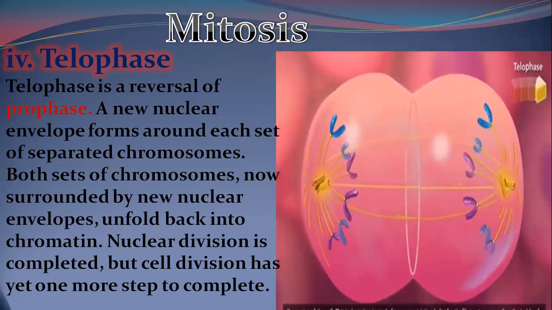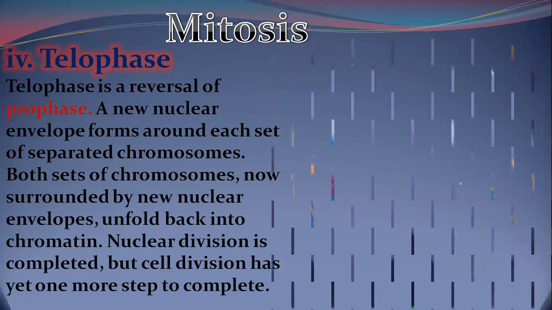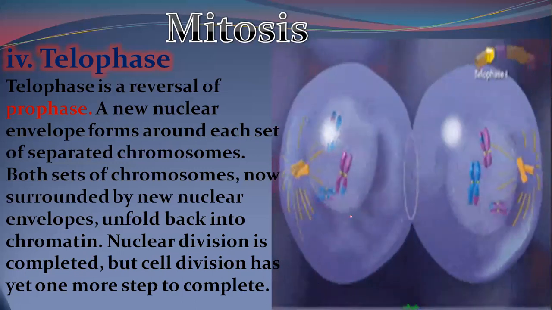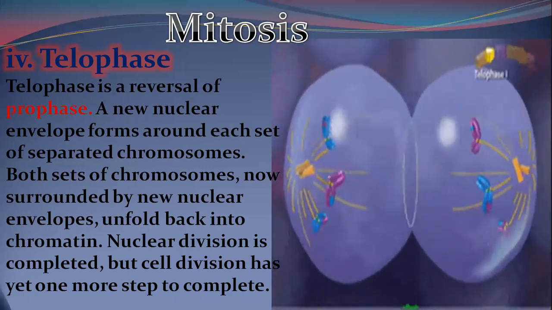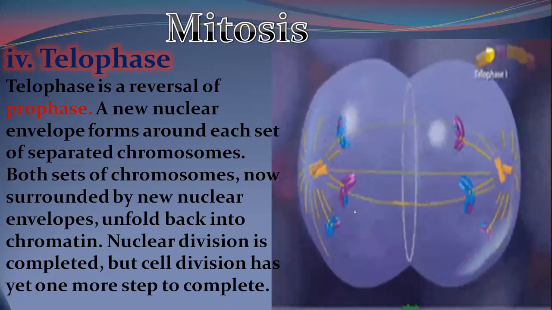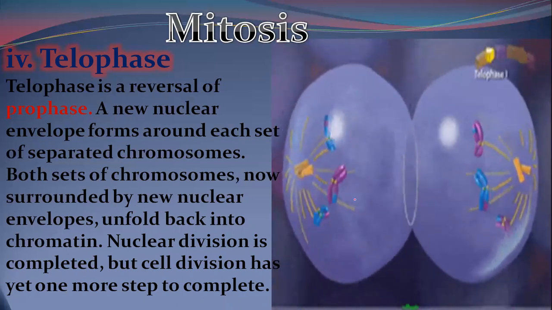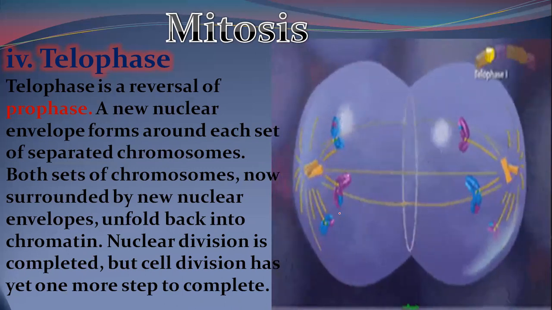So at the end, what happens? A nuclear envelope forms around each of the separated chromosomes, as it disappeared in the prophase. That is the reversal of prophase. So all the cell organelles again arrange themselves and reappear. Both sets of chromosomes are now surrounded by a new nuclear envelope. You can see here the new nuclear envelope.